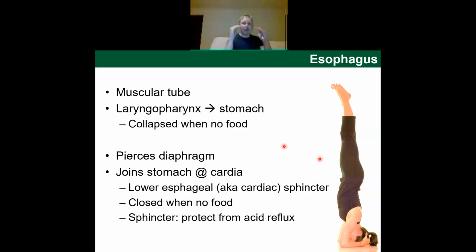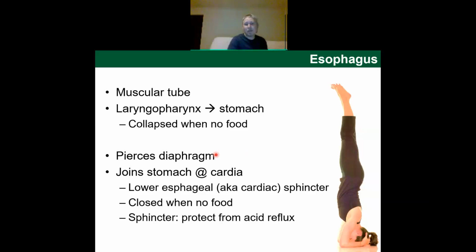The esophagus can break through the diaphragm. There's only a few structures that go through the diaphragm. You remember that thin, broad muscle layer that separates your thoracic and abdominal cavity. The esophagus punctures that, also your aorta and your inferior vena cava, but not a lot of other structures. So the diaphragm has very few openings, and the esophagus is one of those.